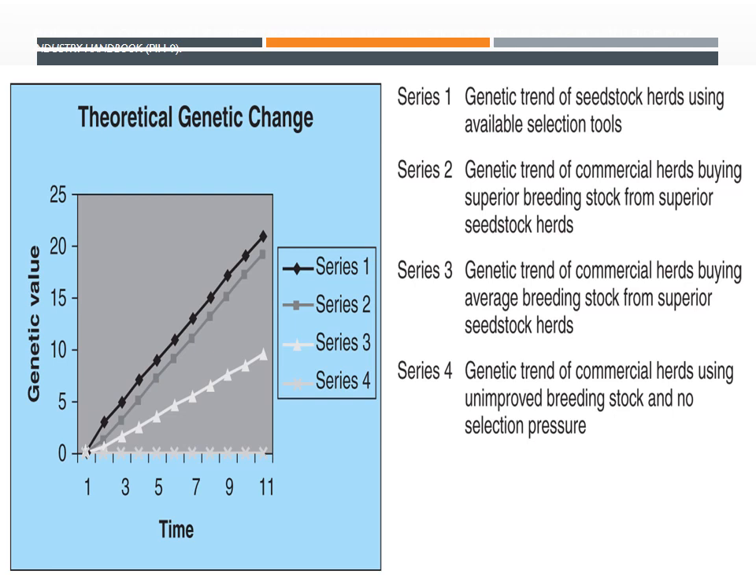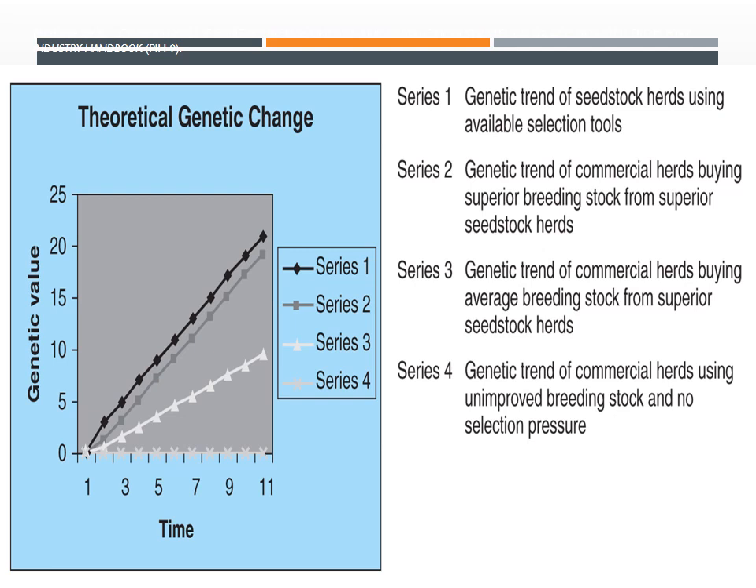You can't quite see the first line down there. That would be series 4, which is basically a flat line on genetic value. We'll start there: that line is the genetic trend of commercial herds that don't use any improved breeding stock and really have no selection pressure. By selection pressure, I mean we're not trying to improve anything. We're just breeding hogs without much goal in mind. So notice over time you're seeing basically no genetic improvement.